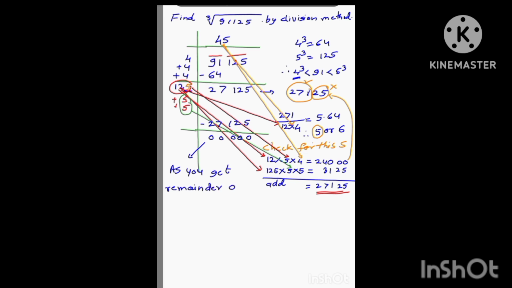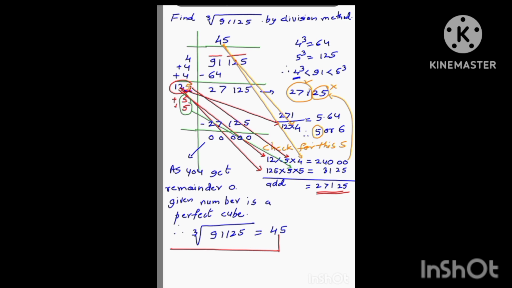That means the given number 91125 is a cube number, or has a perfect cube root. Okay, has a perfect cube root. Okay. See, I have written 5, the number is the correct number, so after that 4 I have written 5 also there. Okay, so the cube root of 91125 is 45. And where is the answer? Just see, this is the answer.